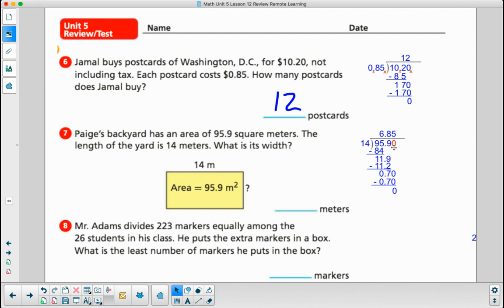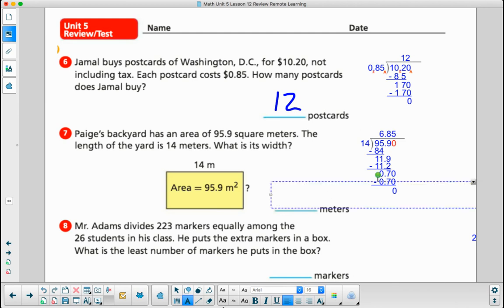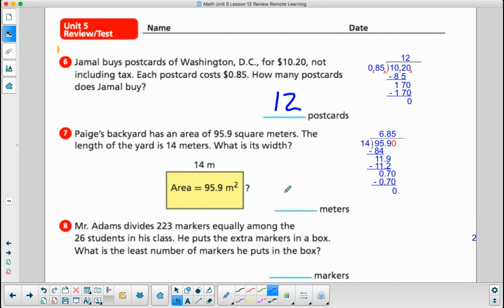8/10 multiplied by 14 is 11 2/10. I had 7/10 left over. I brought down the 0 that I attached. 70 hundredths divided by 14 are 5 hundredths. 5 hundredths multiplied by 14 is 70 hundredths. I have 0 remaining. So my quotient is 6 85 hundredths. So my width would be, oops, that's not working. My width would be 6 85 hundredths meters. And as they showed, metric is measured in decimals.